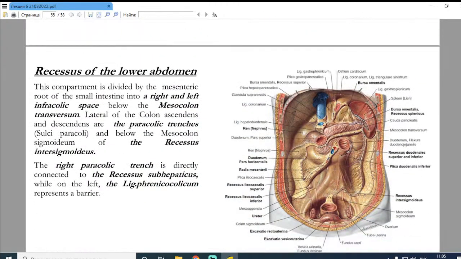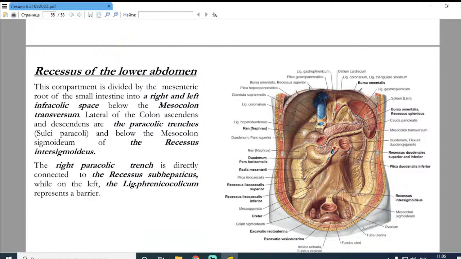Recessus of the lower abdomen. This compartment is divided by the mesenteric root, radix mesenterii, of the small intestine into the right infracolic space and the left infracolic space below the mesocolon transversum. Lateral to the colon ascendens and descendens are the paracolic trenches, sulci paracolici, and below is the mesocolon sigmoideum.